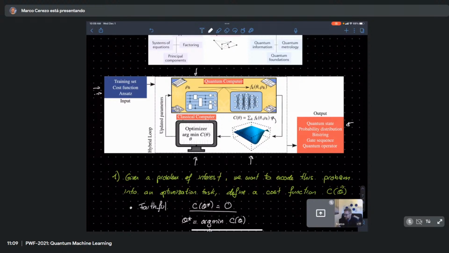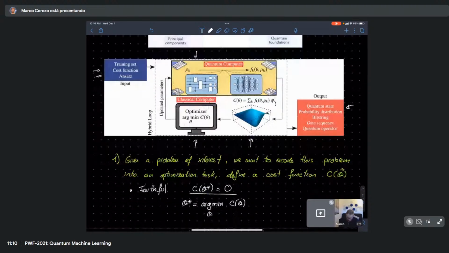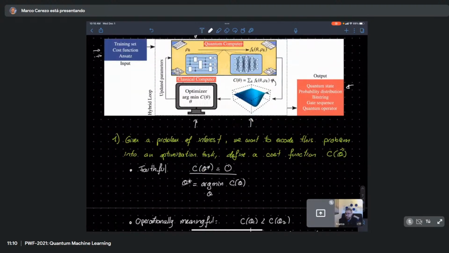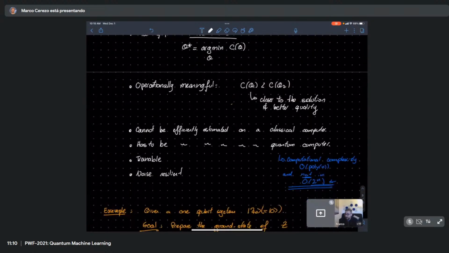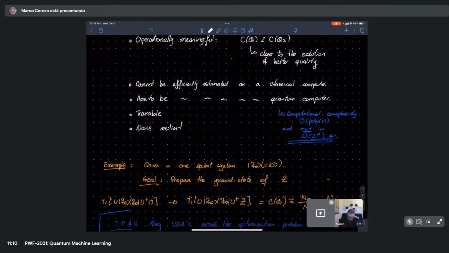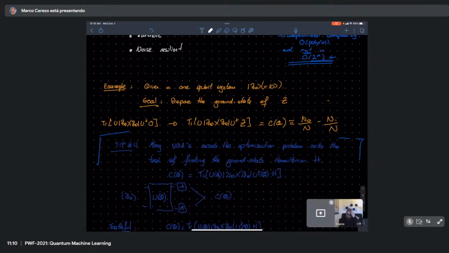Then we're asking ourselves, how do we actually build a cost function for quantum machine learning and variational quantum algorithms? So the first thing that we need to do is guarantee that the cost function fulfills a sequence of conditions, like we want it to be faithful, operationally meaningful. It needs to be efficiently estimated on a quantum computer. Maybe it's not efficiently estimated on a classical computer. We want it to be trainable and noise resilient. And we gave the example of preparing the ground state of the Z operator.